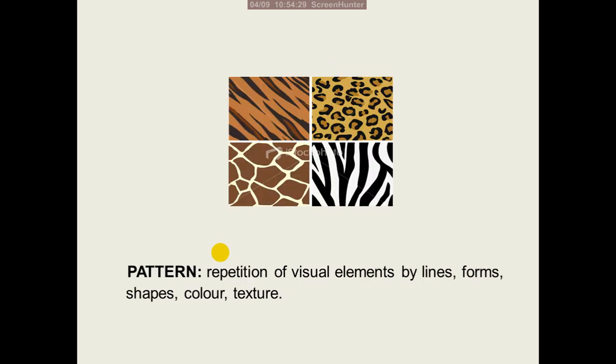And here pattern design. So patterns means a repetition of visual elements by lines, forms, shapes, color, textures. So patterns means what? If you draw one shape and curve and you can maintain them repeatedly throughout the entire object, entire area, it can be a pattern of that. Okay, see, pattern designs generally we use in the textile industry.